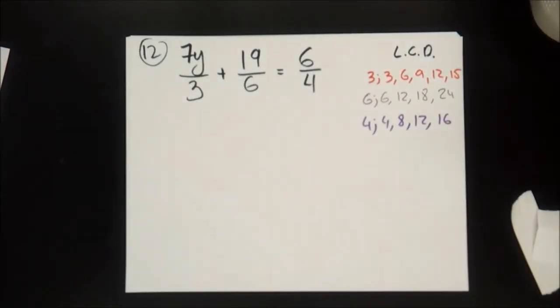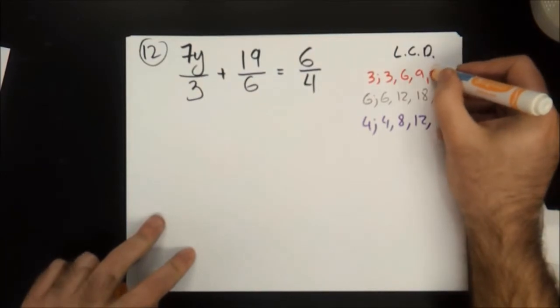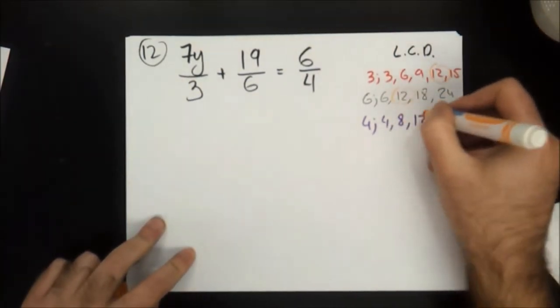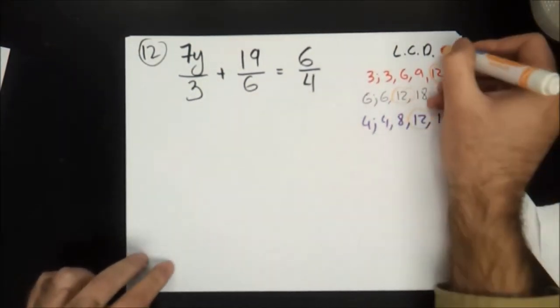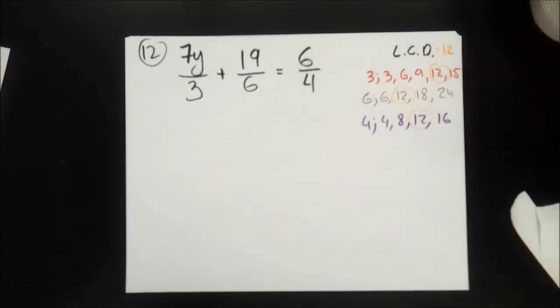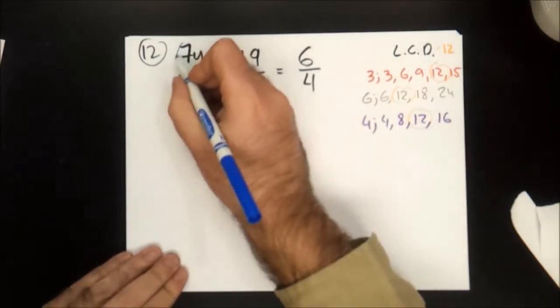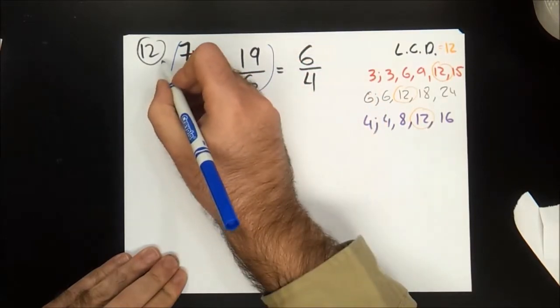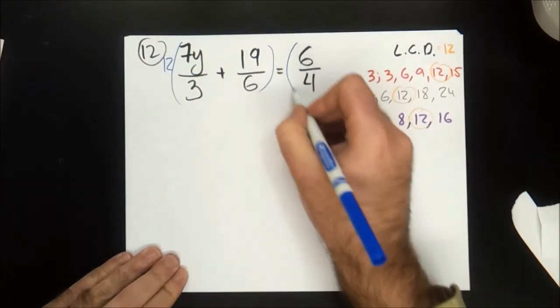By now I'm hoping you already spotted the LCD here. The smallest number that they have in common: 12, 12, 12. So our LCD is 12. Hopefully you can see that. Alright, so I'm going to go ahead and multiply everything by 12. Multiplying this side by 12. Multiplying this side by 12.